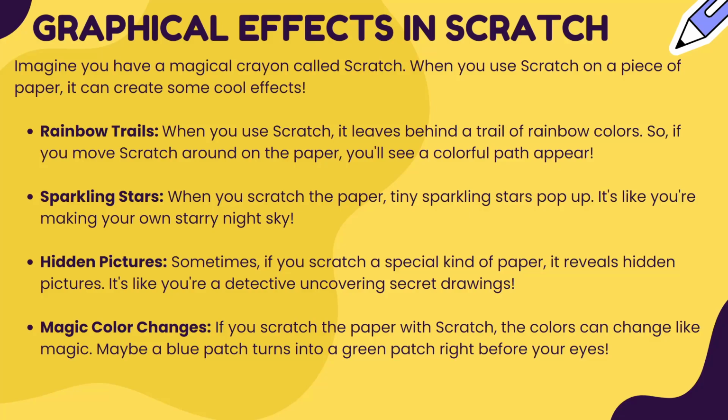So there's a pen called Scratch. We will consider Scratch as a pen. It's going to do a different effect. So once you draw something, it is not just going to come in one color. It is going to come in the rainbow colors. And it's going to leave a rainbow path.